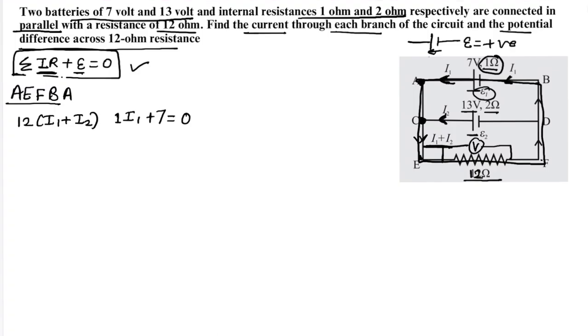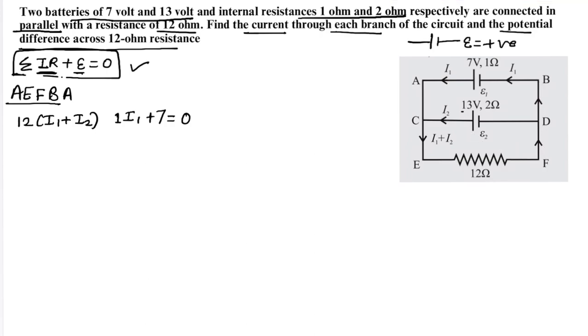Now let's look at the sign for the potential difference terms. First let's remove all this to understand the circuit diagram very well. For the first term, the current flowing through the 12 ohm resistance is I1 plus I2. Now let's look at the direction of loop and current. In this loop, the direction of loop and direction of current are in the same direction, therefore the sign will be negative. For the second resistance, that is 1 ohm, the direction of loop and direction of current are both in the same direction, therefore we will use the minus sign.